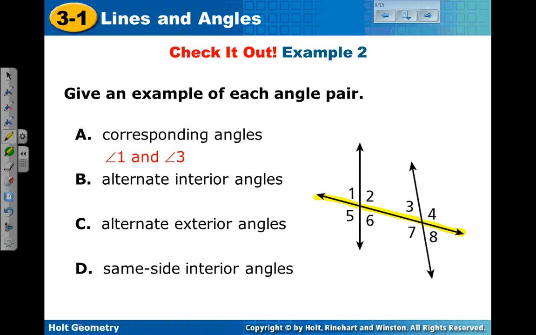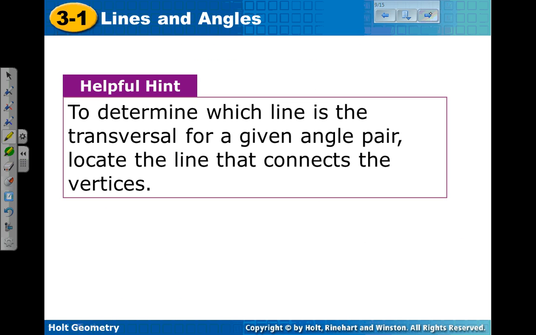Alternate interior angles would either be 2 and 7 or 3 and 6. Alternate exterior would be 1 and 8 or 5 and 4. And the same side interior would have to be 2 and 3 or 6 and 7. So on your homework, you are probably going to have multiple choices for answers or multiple different answers that will be okay.